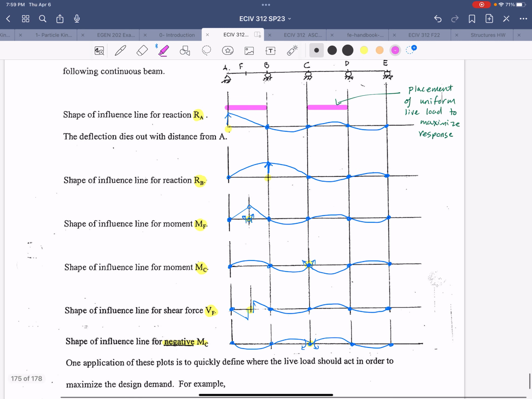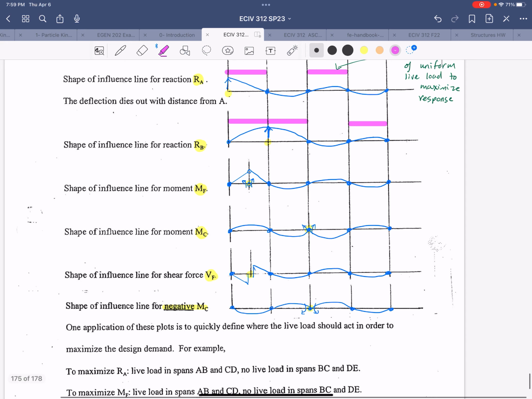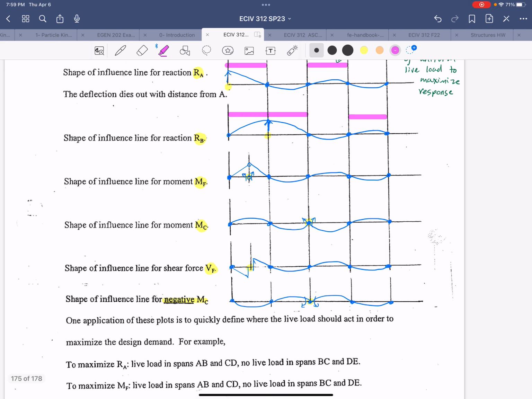For the reaction at B, this one's pretty straightforward too. We would definitely want to maximize that positive span from A to C, and then the positive span from D to E. All right, so that would be where we would place those live loads.